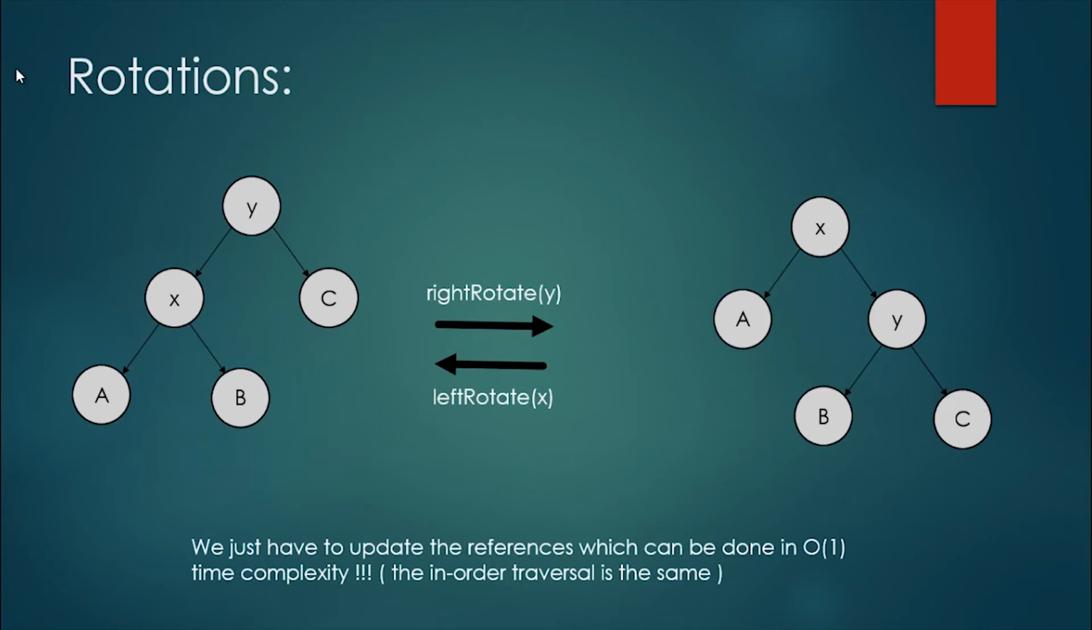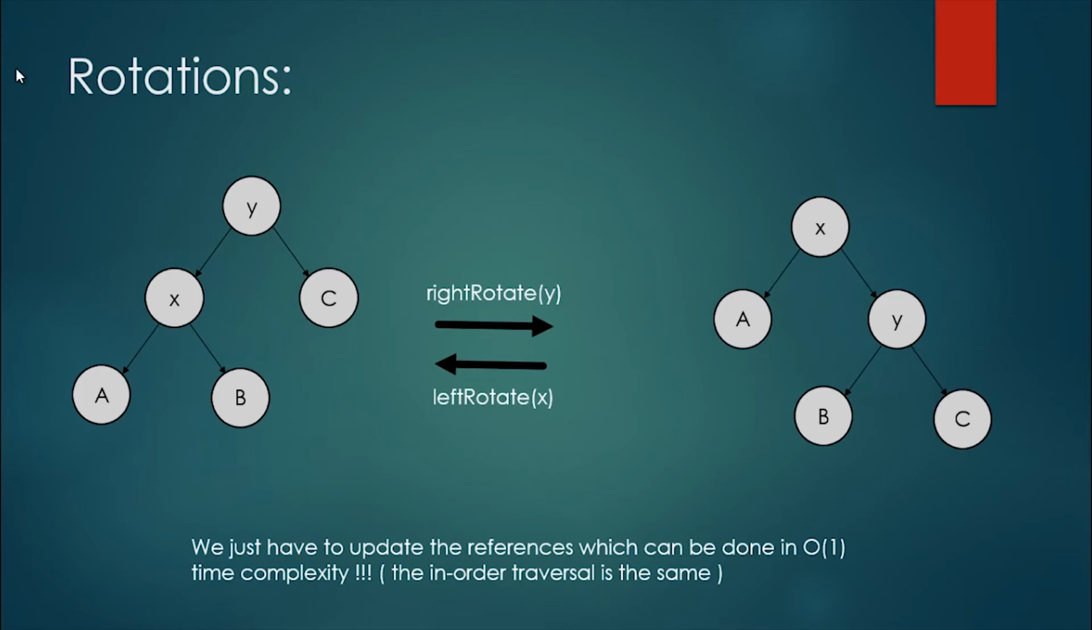And the A, the B, and the C subtrees are going to change accordingly. If we make left rotations on the X, on the right, it is the same as the right rotation in the opposite direction. So if we rotate to the right and then rotate it left, we end up at the same position we were at the start. So we just have to update the references, which can be done in O(1), which is constant time complexity, very fast.